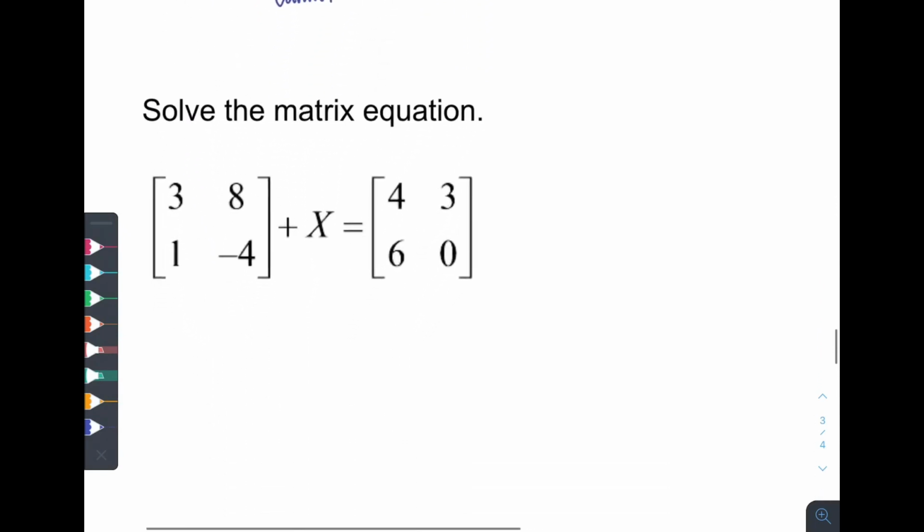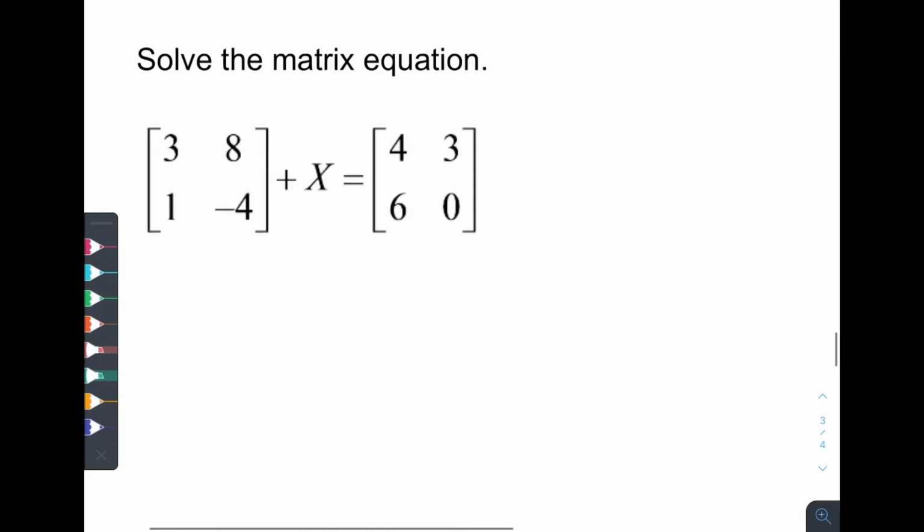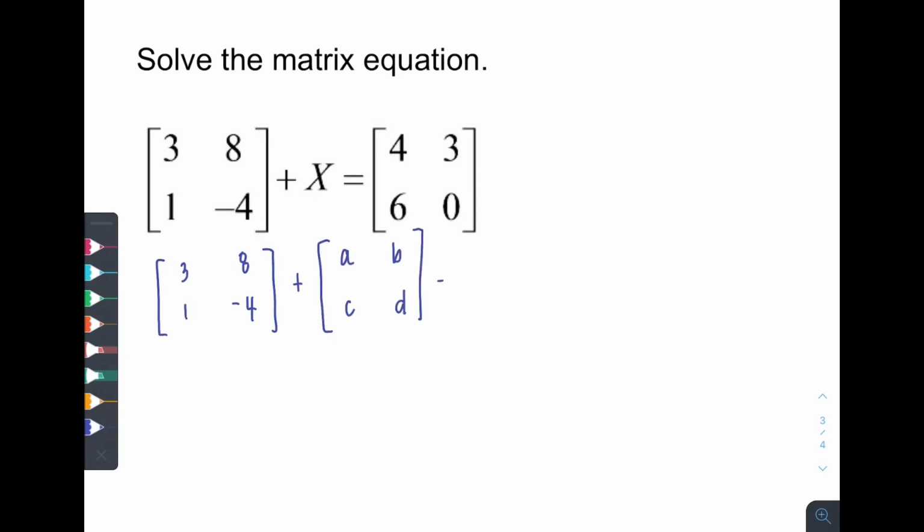So then for this next one here, when we're solving a matrix equation, it's exactly what you think, but this is what I like to do to set it up. I'm just going to rewrite this matrix. Make sure you don't copy it down wrong. I'm going to label X as 4 different things. So I've got A, B, C, and D. And that's all equal to the same matrix, 4, 3, 6, 0.